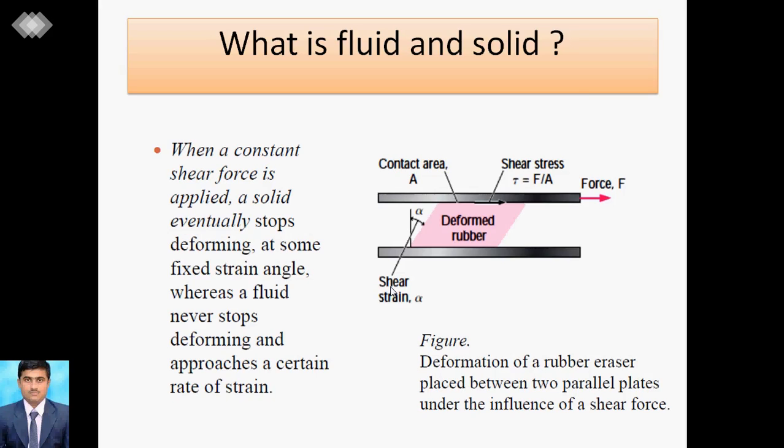In the next slide, the diagram shows the pulling force, that is shear force, applied here. There are two parallel plates, and in between them an eraser rubber is placed. Here we apply the force. After applying the force, the solid eventually stops deforming at a certain fixed strain angle. Here alpha is the strain angle. When you apply the force, it can resist up to this strain angle.